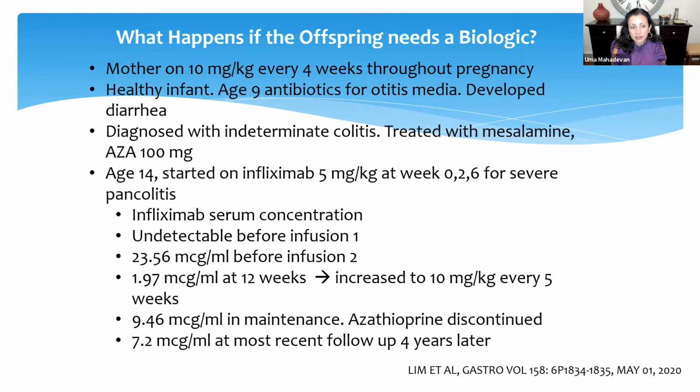She had a healthy infant who at the age of 9 developed colitis and eventually required infliximab. They had no detectable concentration before the first dose, which makes sense. But by 12 weeks, they had low levels and were increased to 10 milligrams per kilogram every 5 weeks. And 4 years later, they had adequate levels on monotherapy and were in remission. So in the answer of tolerance versus rejection, at least with this N of 1 study, they tolerate it and still respond to the drug.